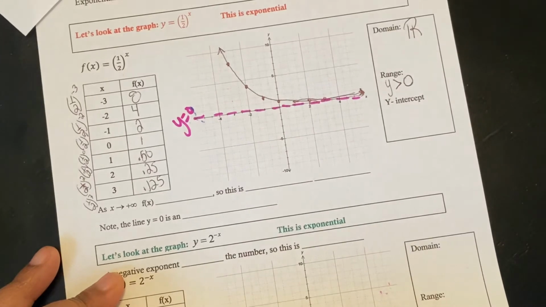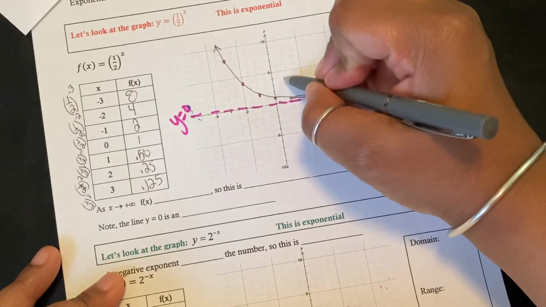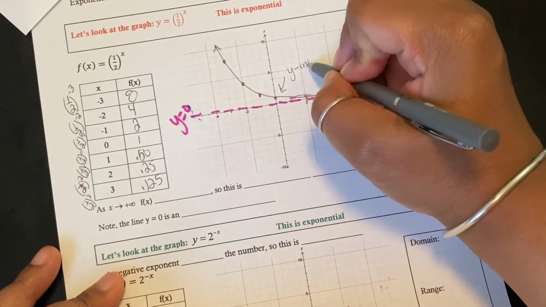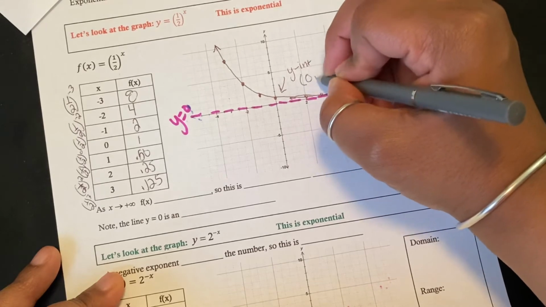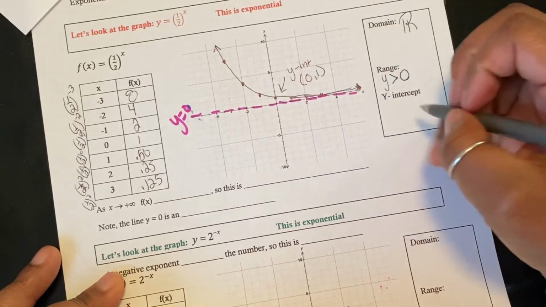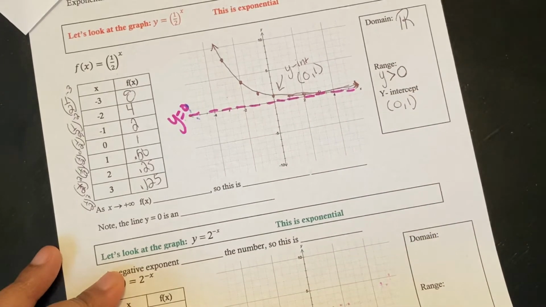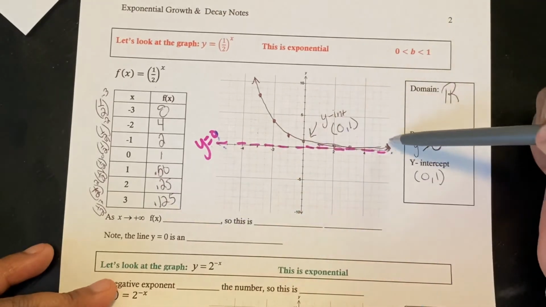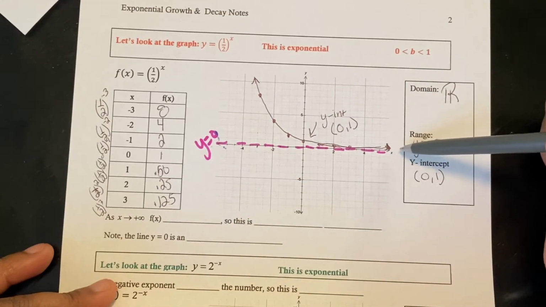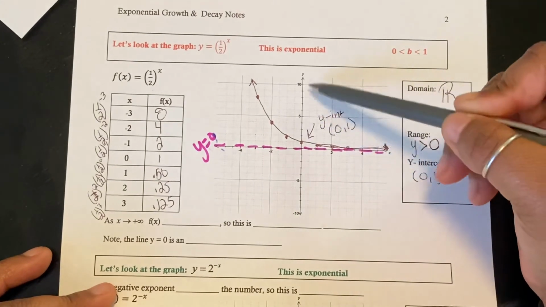Now our y-intercept is where the graph crosses the y-axis. So the y-intercept is the point (0, 1). It crosses the y-axis at 1. So it's the point (0, 1). Now let's look at our end behavior. As x approaches positive infinity, what is f of x approaching?